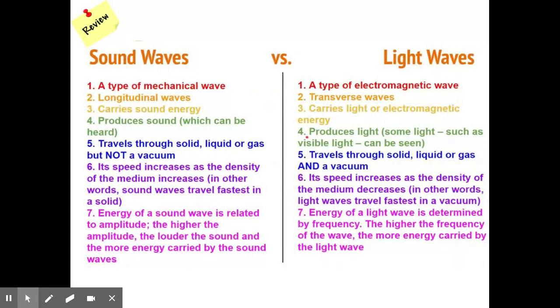Its speed increases as the density of the medium decreases. So it means that light waves travel fastest in a vacuum and slowest in a solid. Energy of a light wave is determined by the frequency. So the higher the frequency of the wave, the more energy carried by the light wave.